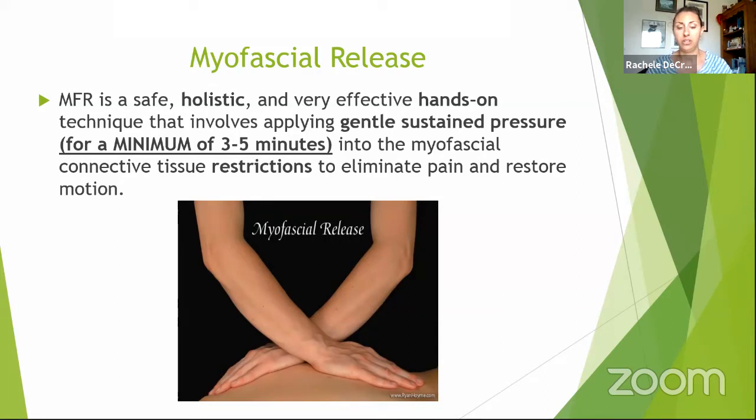And just like in this picture, this is a very common release. It's called a cross hand release. You can really do it anywhere on the body, but I would find the restriction by visually looking at the person, looking at how they're standing, looking at how they're moving. And then once I get them laying on my table, I'm looking and feeling their body to see what feels normal, what moves nicely and glides nicely, and what feels stuck.